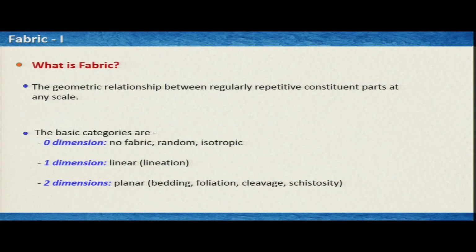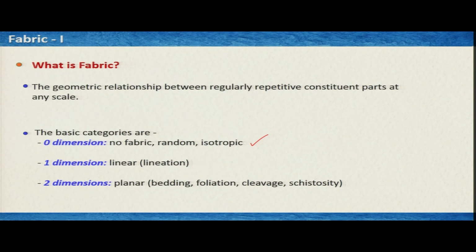So, I repeat, the geometric relationship, that is very important. It is the geometrical parameters. So, the geometric relationship between regularly repetitive constituent parts at any scale. That means it has to be all over the volume of the body we are concerned with. And if we think about these fabrics which are geometrically distributed all over the volume, then we can consider it in 3 ways.